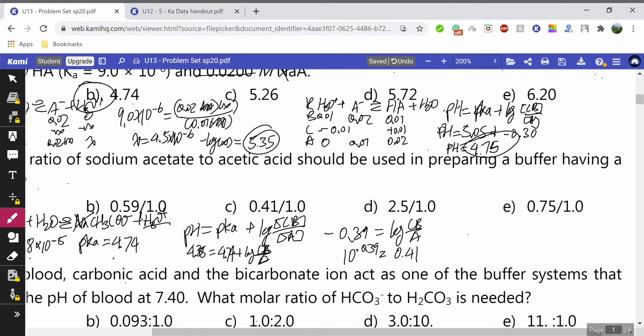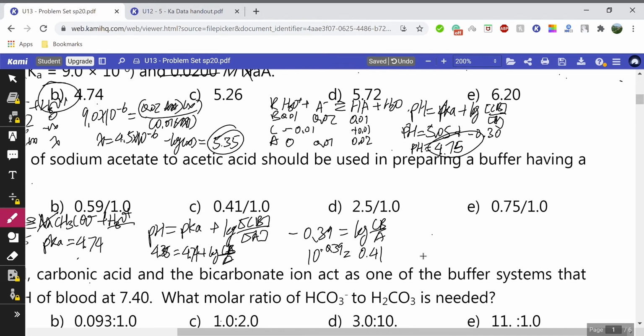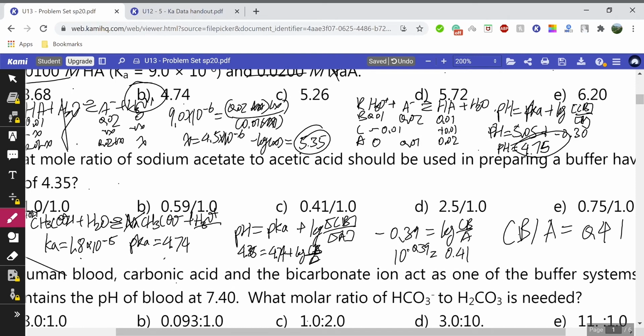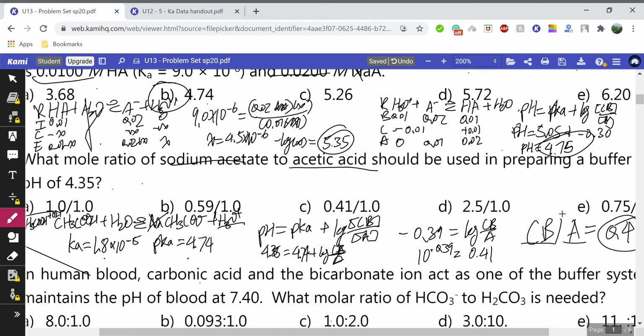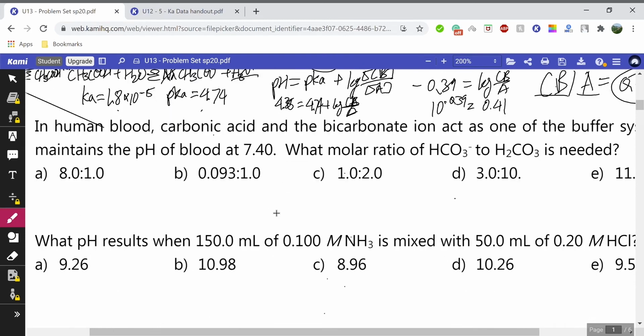0.407, which is 0.41. Now what is this equal to? Our conjugate base divided by acid is equal to 0.41. So that is our ratio. Now let's make sure we have the base, sodium acetate, over the acid. So base over acid. So this will be our mole ratio. For every 0.41 moles of sodium acetate, we'll have 1 mole of acetic acid, because this is what happens when we divide these two together. So which of these answer choices shows 0.41? And our answer will be C.